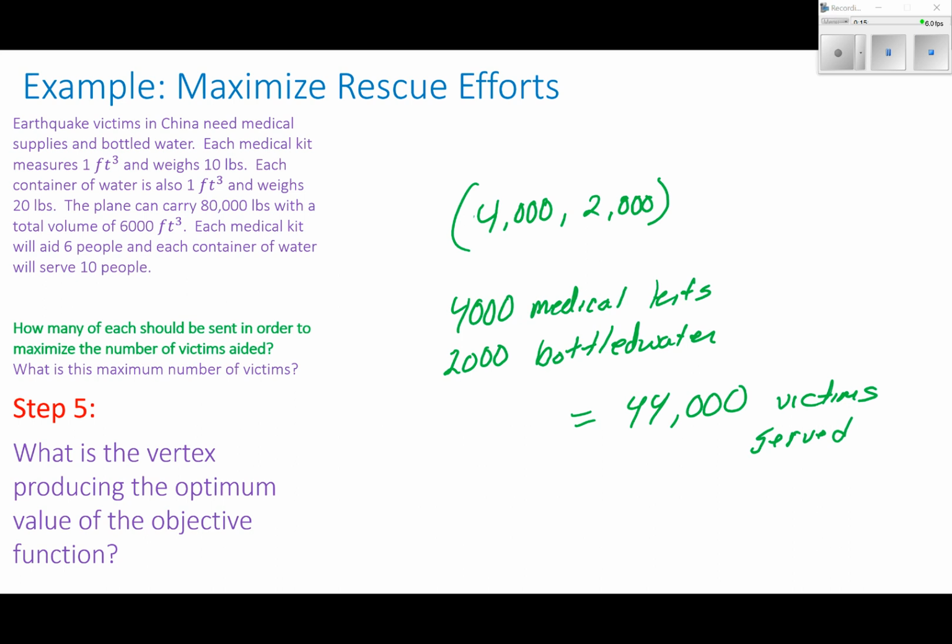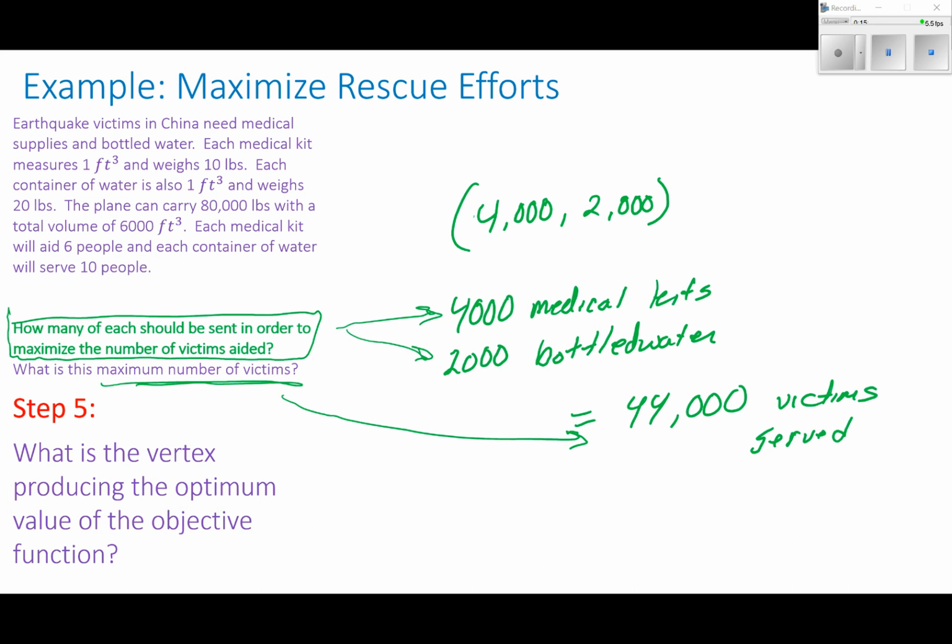Okay, so what is the vertex producing the optimum value of the function? So here in green, how many of each should be sent? Well, that's 4,000 and 2,000. What is the maximum number of victims served? I got 44,000 victims served. So these are pretty long problems, but just take it step by step, identify that key information, and then you'll eventually get to the correct answer.